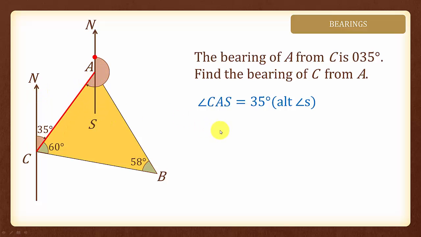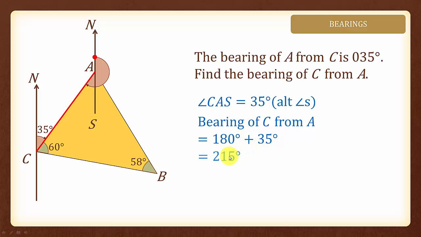And therefore, the bearing of C from A is simply 180 degrees plus 35 degrees, which is 215 degrees. Since this is already in 3 digits, we will leave this as the final answer.